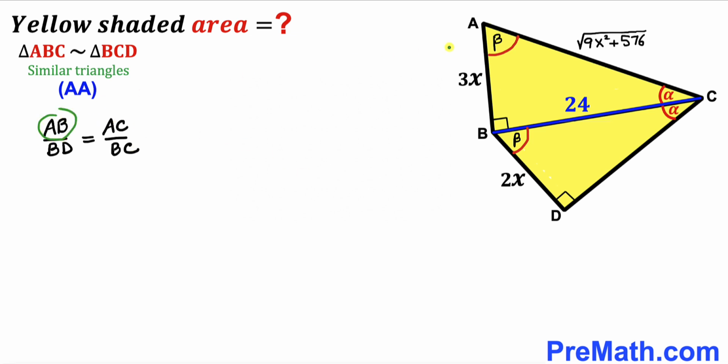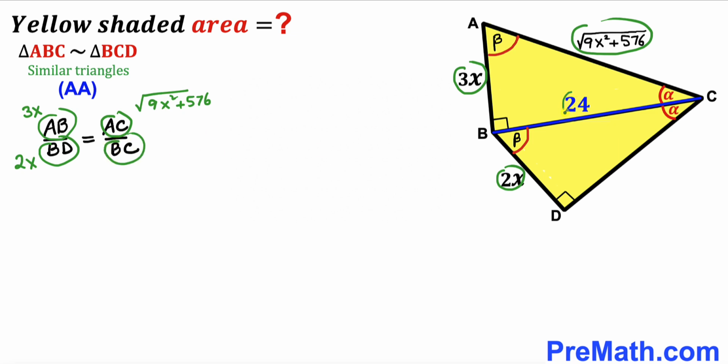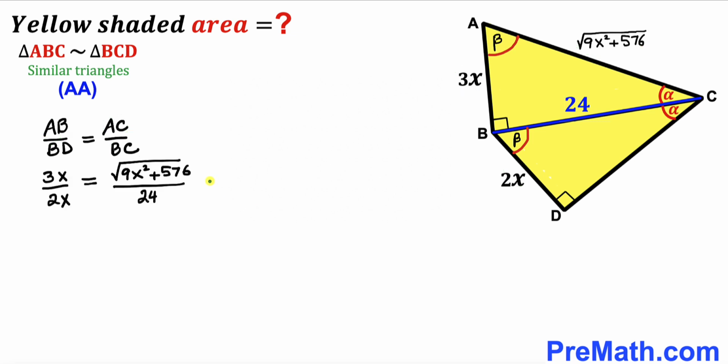Now let's make an observation. We can see this AB length is 3x, so I'm going to replace this by 3x over here. Likewise, our BD length is 2x, so I'm going to replace this by 2x. Then our AC length is the square root of 9x squared plus 576. And finally this BC length is 24, so I'm going to replace this with 24 over here, as you can see in this next step.